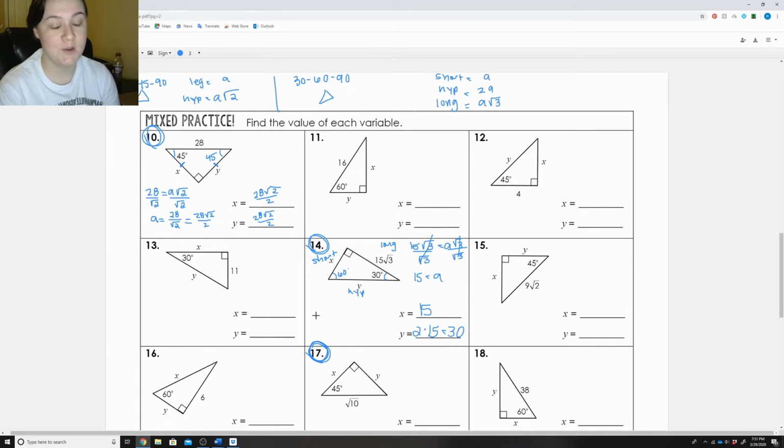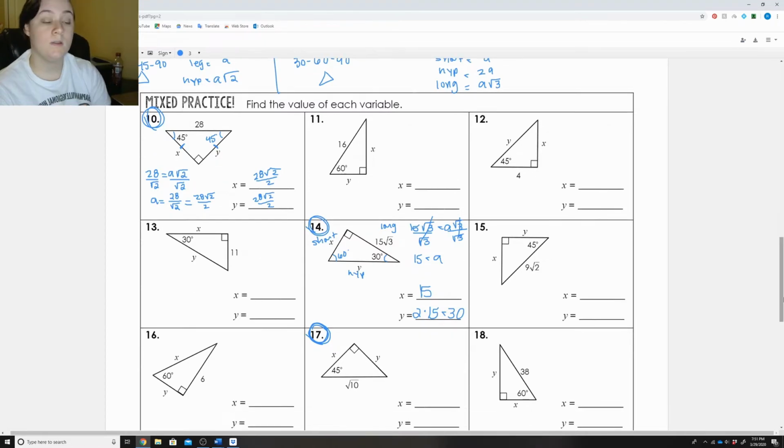So again, anytime you're going to try and solve one of these problems, you're going to figure out which sides are which. So like the legs and the hypotenuse for a 45, 45, 90 triangle, the short leg, the long leg, and the hypotenuse for a 30, 60, 90. You're going to use this information along with one of the side lengths that's given to you to solve for a, okay? Using one of these things up here. And then from there, you're just going to go ahead and solve for the other two sides that you're missing.